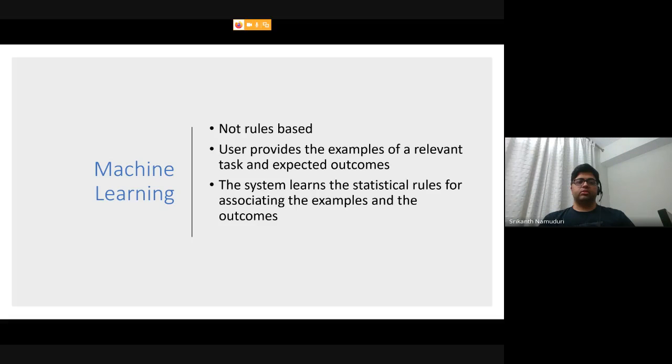Machine learning is not rules based, which means the representations or relationships that are learned are not hard coded, and the algorithm is learning from the data by itself. The user is only providing examples of relevant tasks and expected outcomes. When I say expected outcomes, it's the labels, which refers to supervised learning. The system learns the rules for associating the examples and the outcomes by itself. Mostly these algorithms are based on statistics, and the algorithm is trying to map the examples to outcomes based on certain statistical rules.